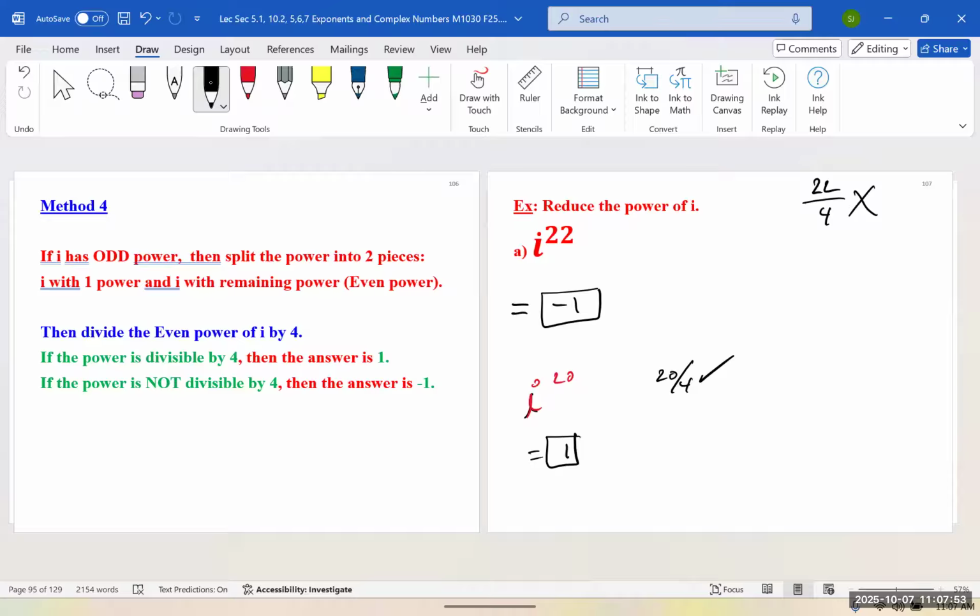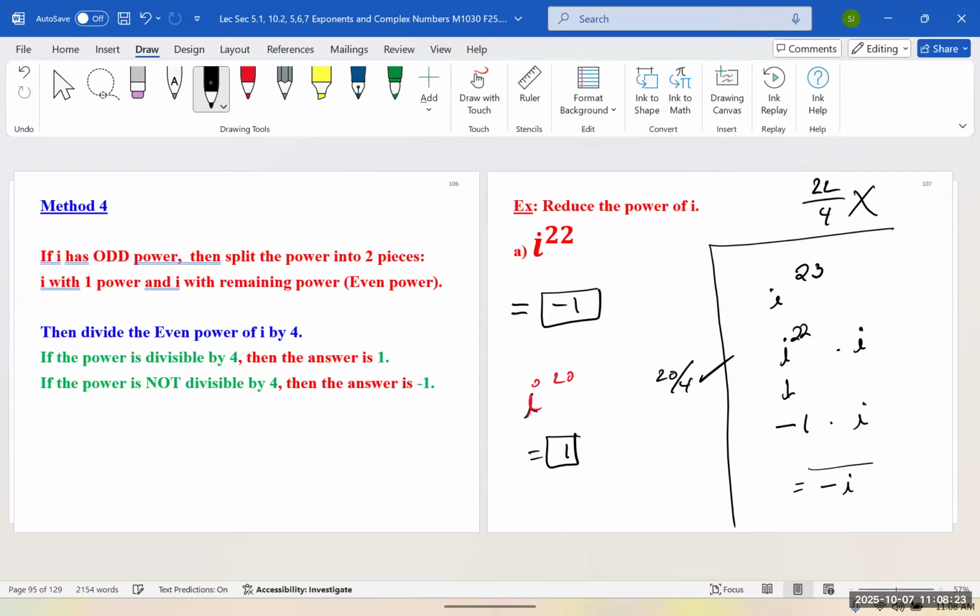How about i^23? Is 23 odd or even? Odd. So you have to split into i, and what's the other power? 22. And 22 is not divisible by 4. So what do you get? Negative 1 times i. So it's not positive i, it's negative i.